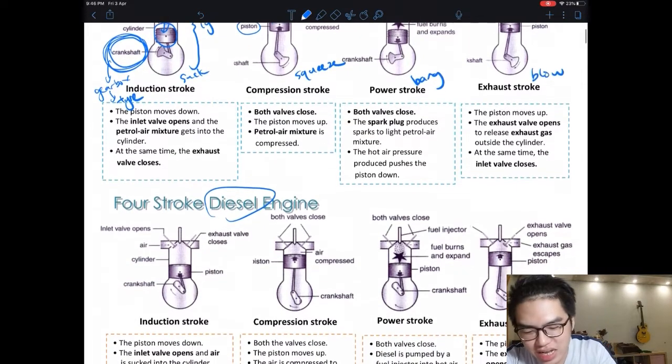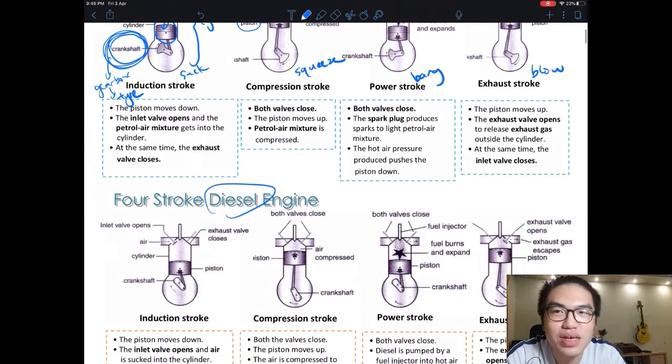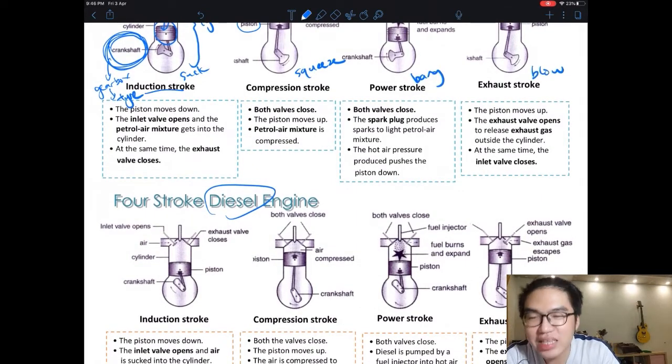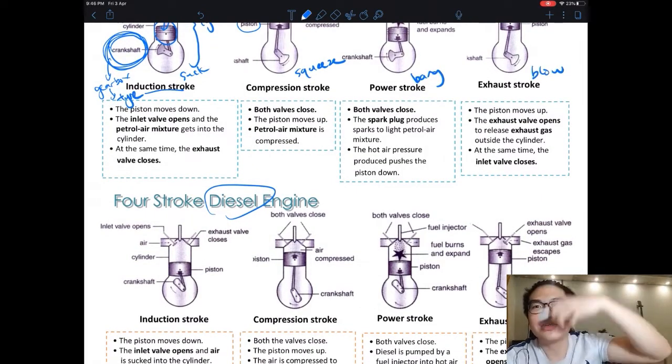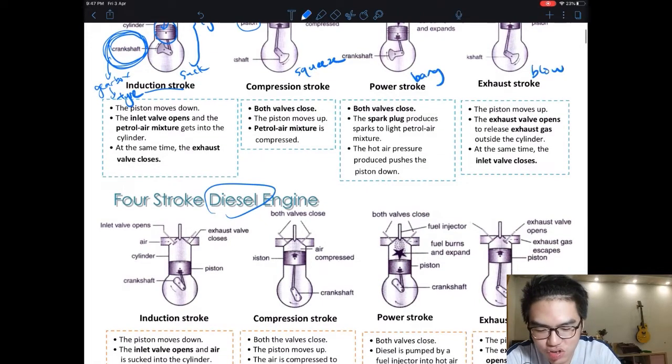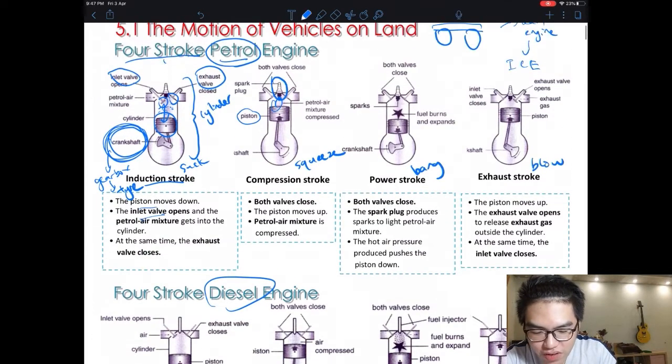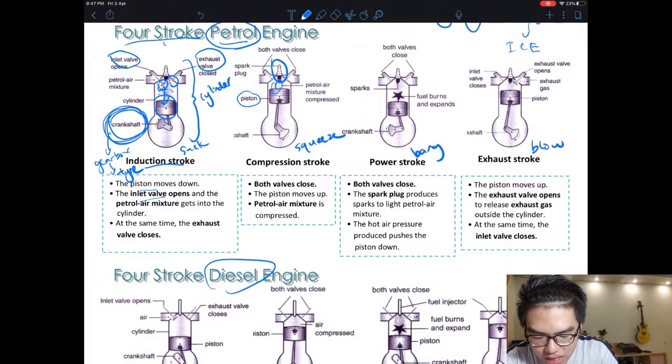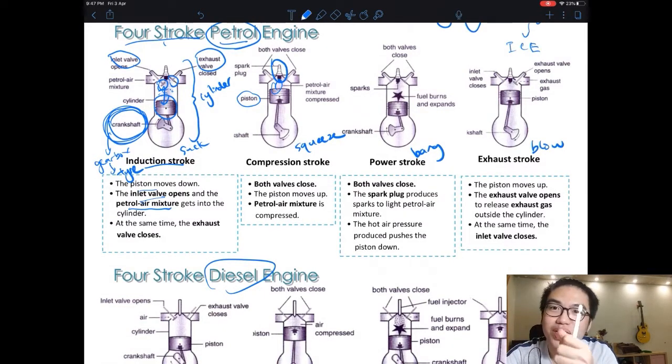So let's look at suck. Please don't say suck in the exam, it's not very nice. So we say induction stroke. Induction means I suck it in. Induction stroke. What happens here? The piston moves down. My piston needs to move down, and then my inlet valve opens. Can you see the valve is open here? I need to suck in air. So what does it suck in? Petrol and air mixture.